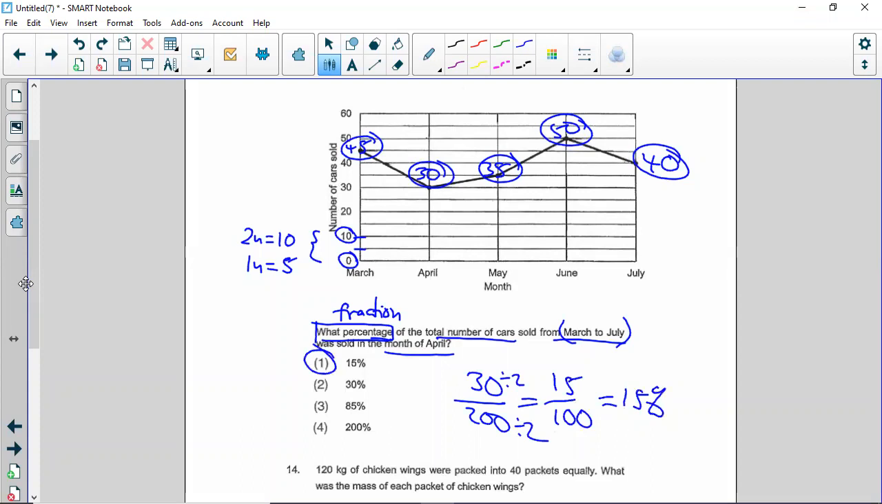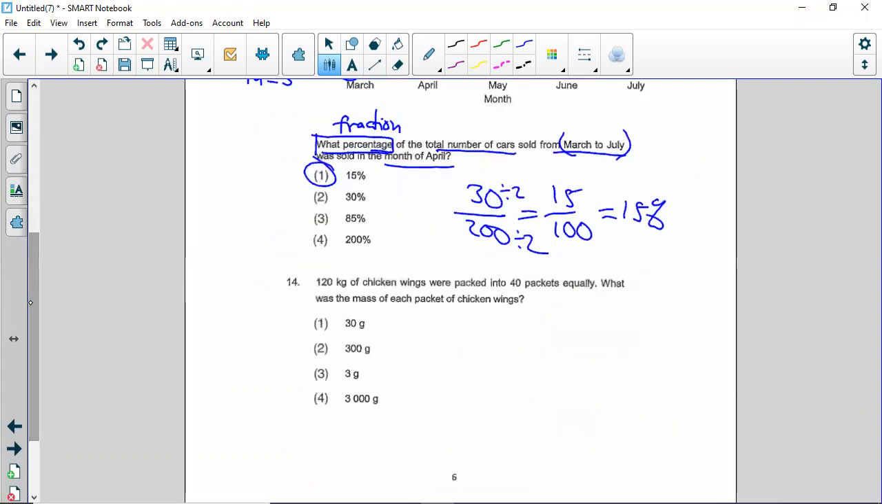Okay, question 14. This one: 120 kg of chicken wings were packed into 40 packets equally. What was the mass of each packet of chicken wings? Now, if you're confused whether it is 120 divided by 40 or 40 divided by 120, then you do this. This is one way to help you not to get confused.